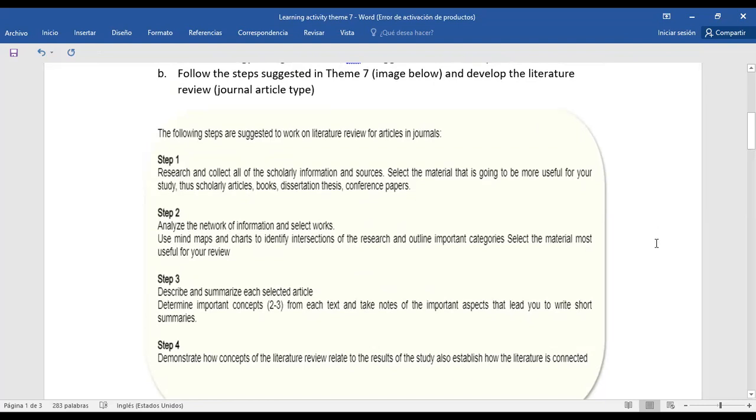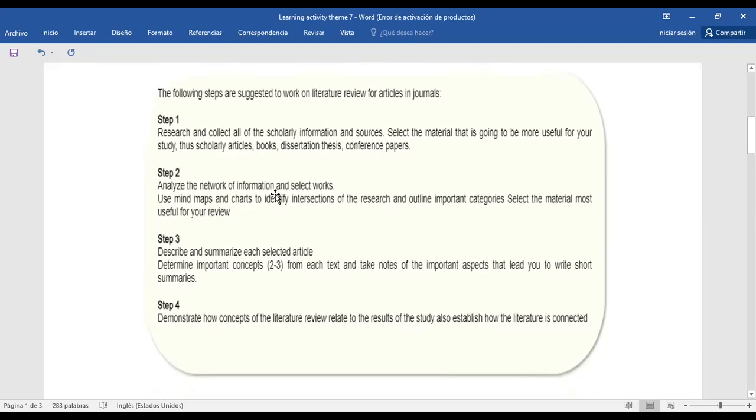Select the material that is going to be more useful for your study. Thus, scholarly articles, books, dissertation theses, conference papers. Okay. So research and collect all of the scholar information and sources, no? Select the material that's going to be more useful for your study, that's scholarly articles, books. In our case, we are going to focus only on articles because of the time. This learning activity is going to be submitted next week. So you don't have the time to check books, theses, and so on, no? Just 3 articles. Step 2, please. Somebody help me reading.